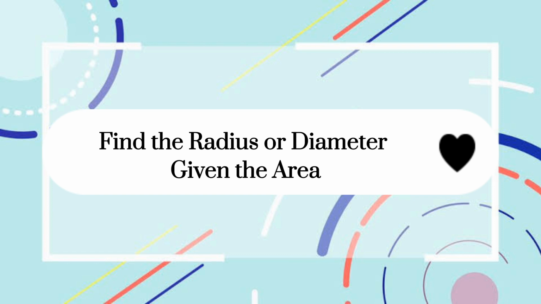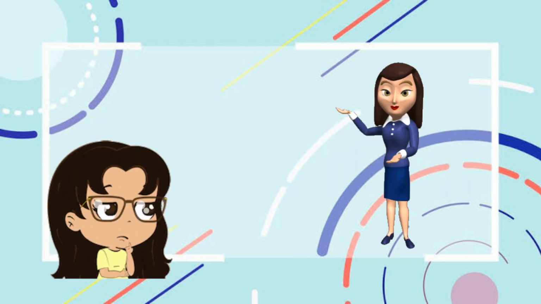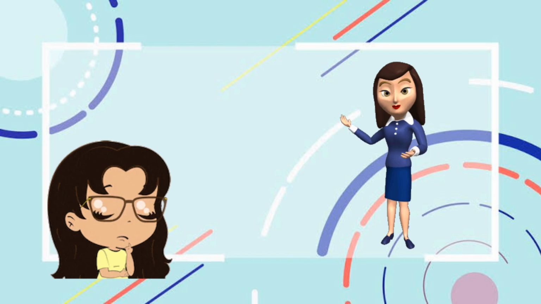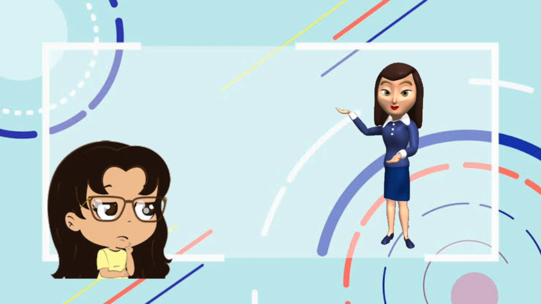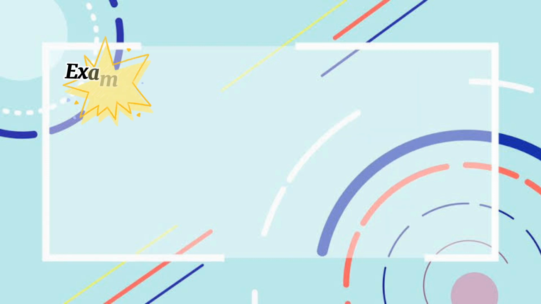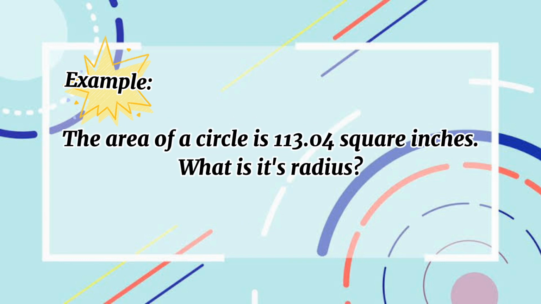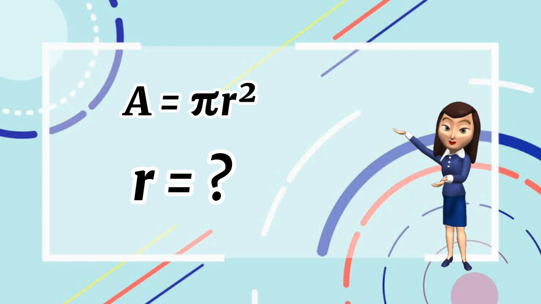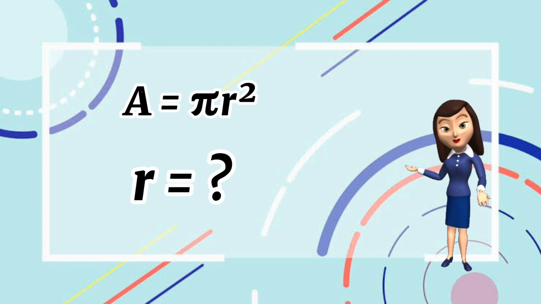Next, let's find the radius or diameter given the area. We have seen that when we are given the radius or the diameter of a circle, we can find its area. We can also use the formula to find the radius or diameter if we know the area. Let's see how this works. Example: the area of a circle is 113.04 square inches. What is its radius? This time, we know the area and we need to find the radius. We can put the number for the area into the formula and use it to solve for the radius.